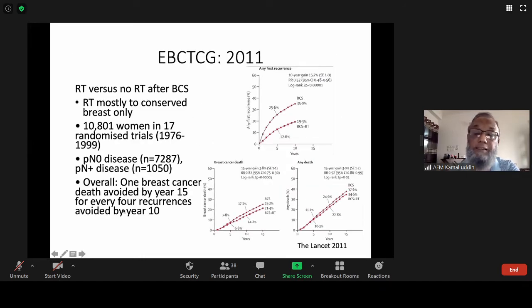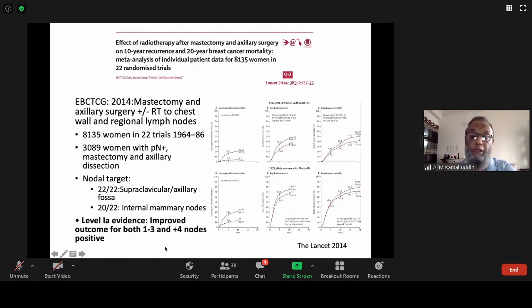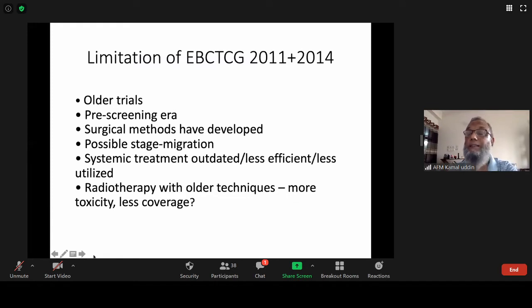Meta-analysis, we always know, gives level 1 evidence. The EBCTCG 2011, then updated in 2012, gave level 1A evidence that post mastectomy radiotherapy to the chest and regional lymph nodes gives improved outcome in both 1 to 3 and 4 plus positive lymph nodes. But even if it is a meta-analysis, it had some limitations. It was a meta-analysis of older trials, in the pre-screening era. There is possible stage migration. The systemic therapy used at that time was outdated, and old techniques were used.